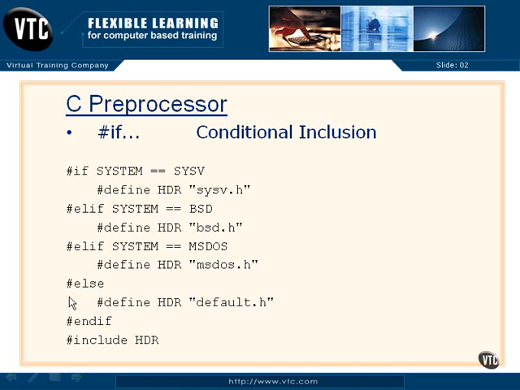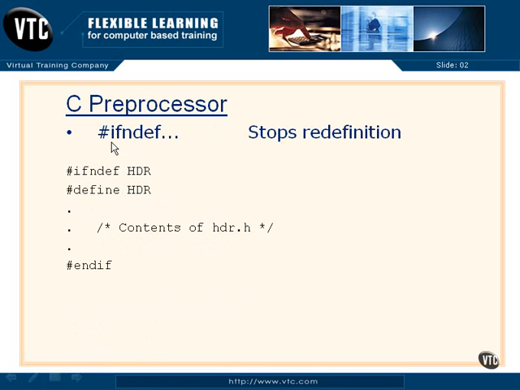Then we have an endif that closes this up, and we include whatever header is defined as now, which is in that case default.h, or it could have been any of these values based on what the SYSTEM value was as we came into this set of preprocessor statements. So that's conditional inclusion. And we also have a nice item called if not defined, and this stops redefinition.